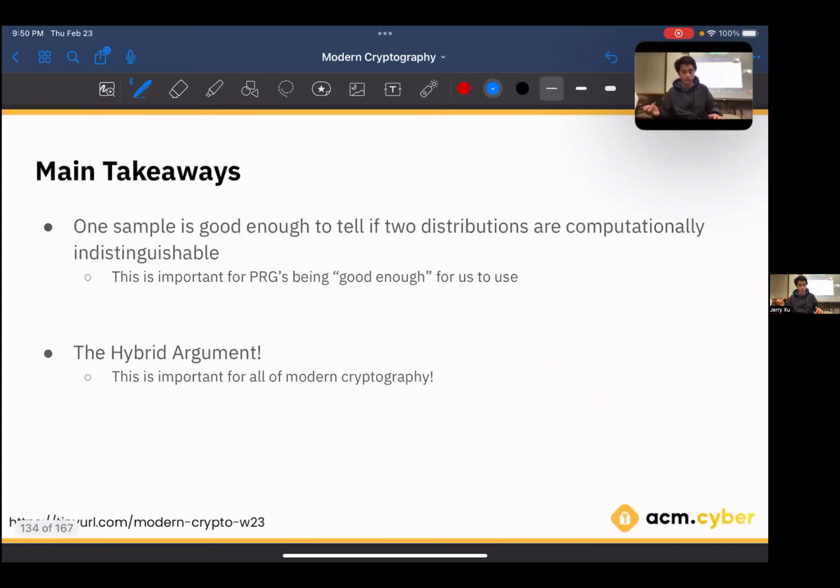Okay, so the main takeaways are that one sample is good enough to tell if two distributions are indistinguishable. And the bigger takeaway would be the hybrid argument, right? Because this is important for all of modern cryptography. Okay.